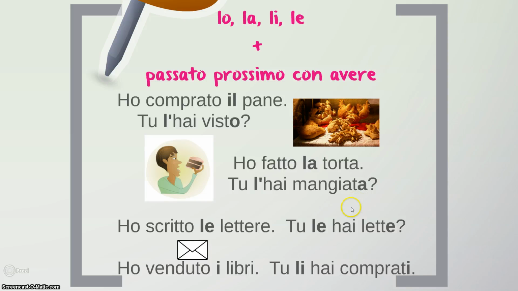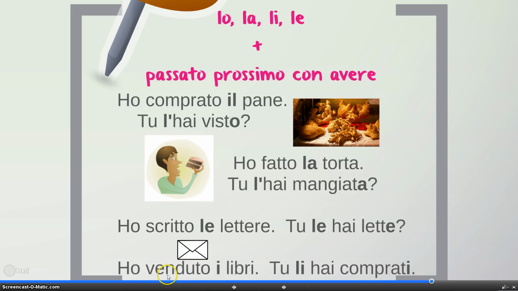Tu l'hai mangiata? Here we have ho scritto le lettere. Le lettere, plural feminine. Tu le hai letto? I wrote the letters. Did you read them? This le is referring to the letters. And because letters is plural and feminine, we have to change letto to lette.